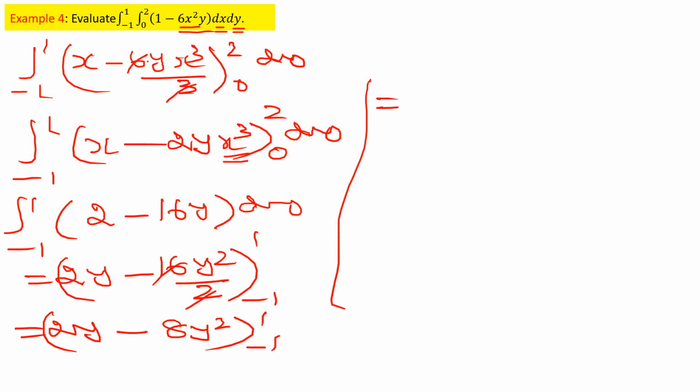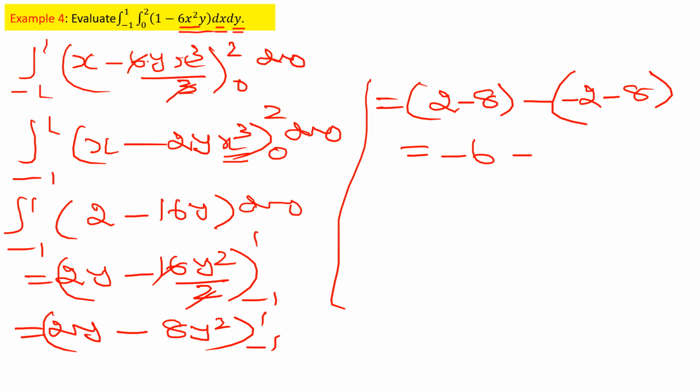Now substitute the upper limit. So that will give you 2 minus 8. Then substitute the lower limit. Before the lower limit we put minus. If I replace y by minus 1, that will give you minus 2 and minus 8. So this is nothing but 2 minus 8 will give you minus 6. Minus of minus 2 minus 8 will give you minus of minus 10. This is minus 6 minus minus, plus 10. Minus 6 plus 10 will give you 4.